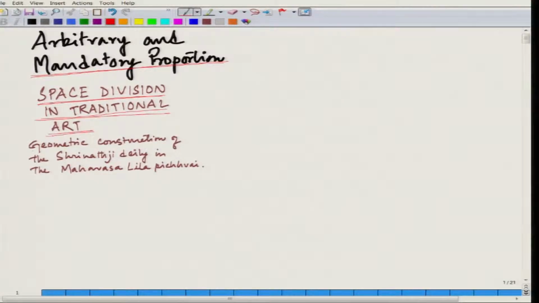When we see the art, we may not realize how the space in that particular artwork is divided and how the rule is being maintained throughout. So, let us take the geometric construction of Srinathji deity in the Nathadwara temple in their Maharasa Leela Pichwai painting and try to understand how the construction of composition plays a very vital role in the style of this painting.